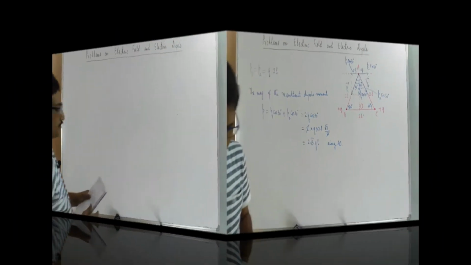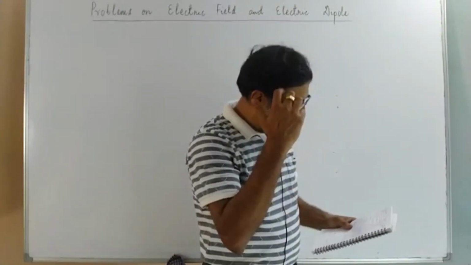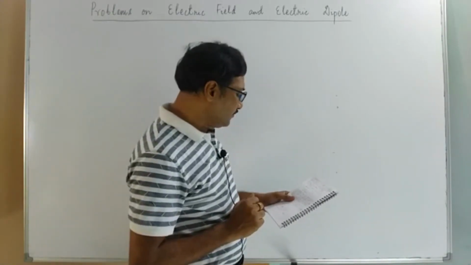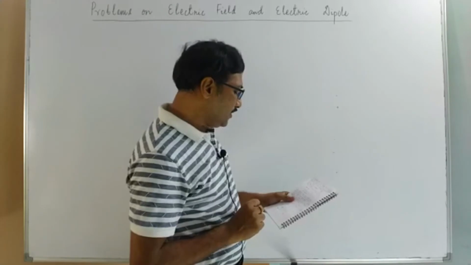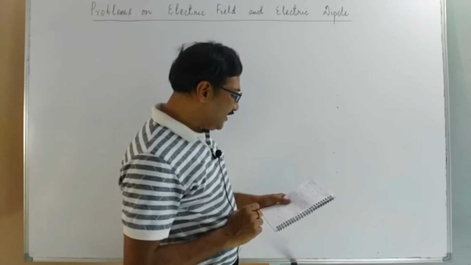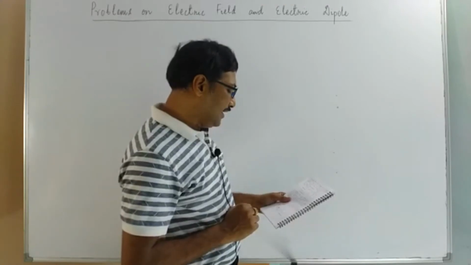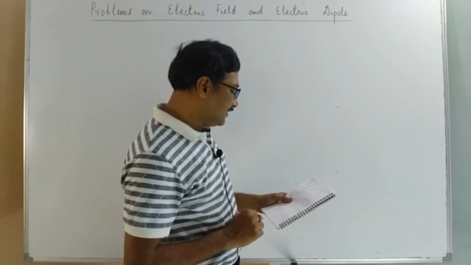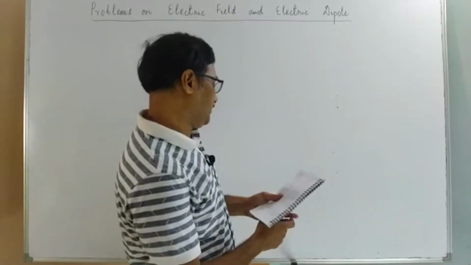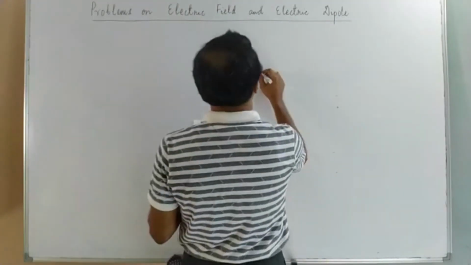Okay. Now we will consider problem number 4. The problem statement is: two charges plus 10 microcoulomb and minus 10 microcoulomb are placed 5 millimeter apart. Determine the electric field at a point P on the axis of the dipole, 15 centimeter away from its center O, on the side of the positive charge. So let us first draw this diagram.